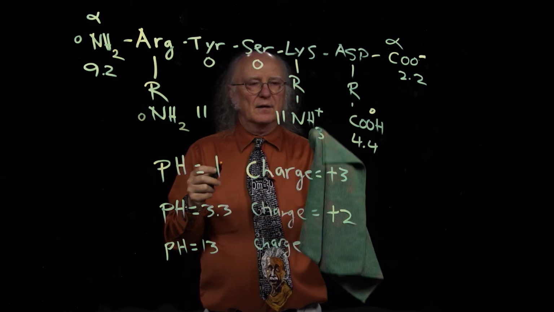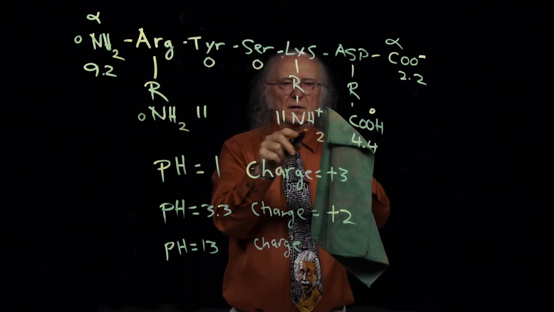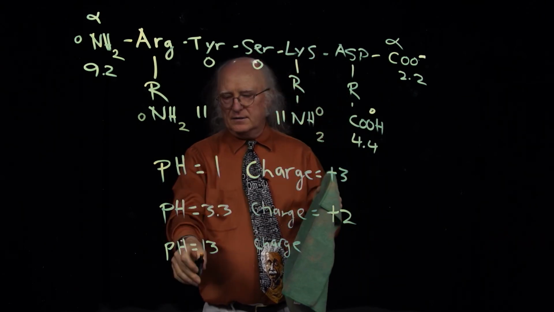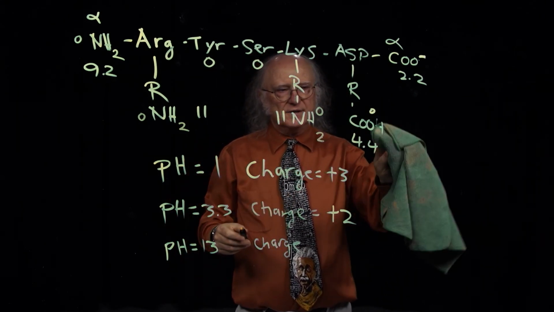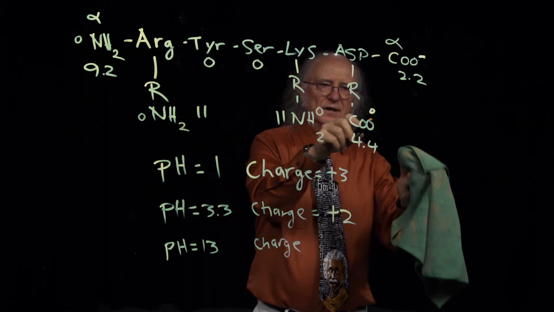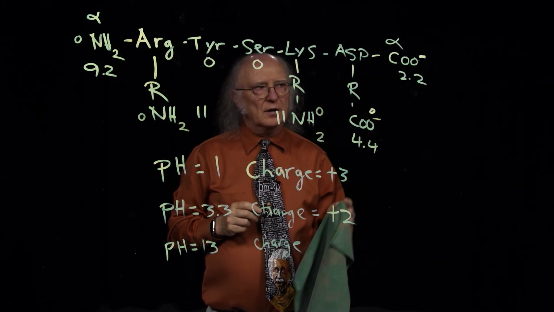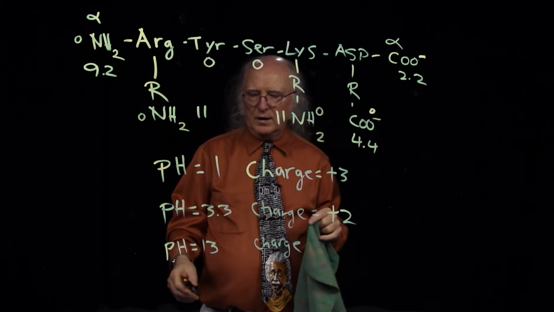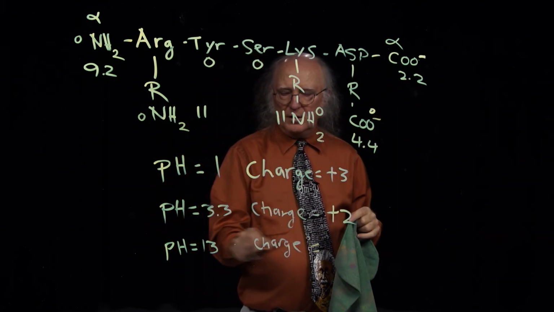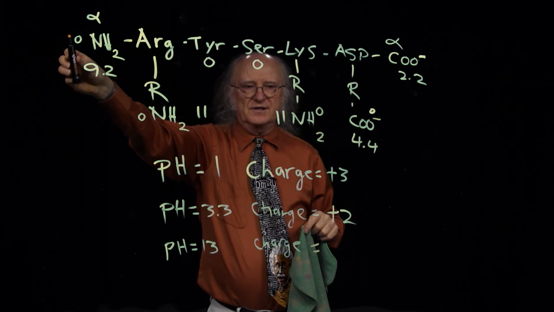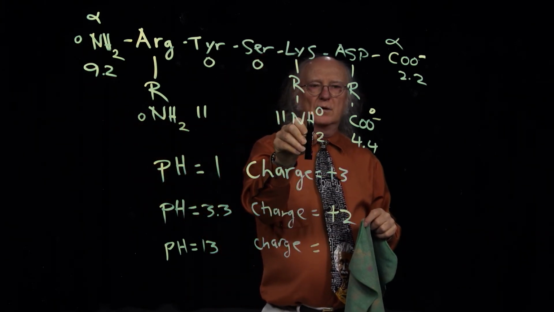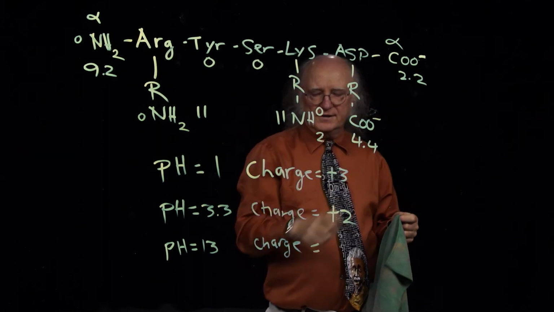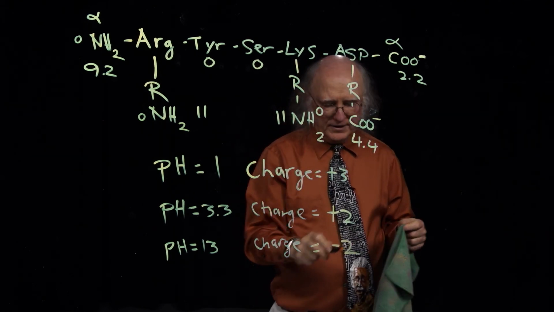Same thing here, NH2, charge of 0. And 13 is more than 1 unit above this. We lose this proton, negative charge, and 13 is more than 1 unit above this, so we have a negative charge here as well. The overall charge of this molecule at pH 13 will be equal to 0 plus 0 plus 0, minus, minus, or we have an overall charge of -2.